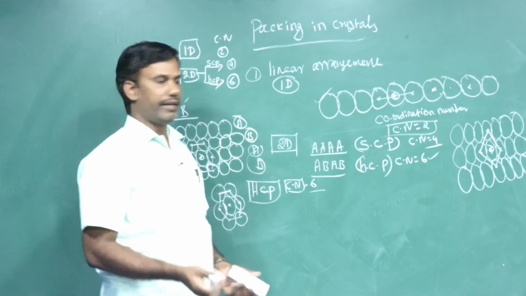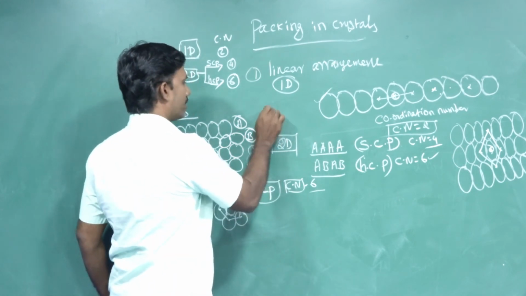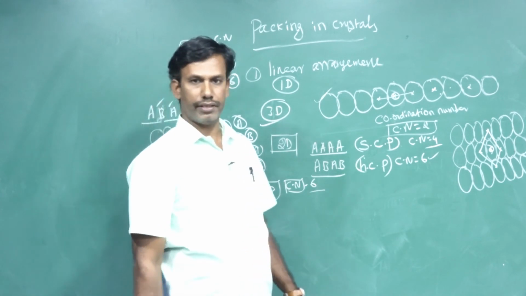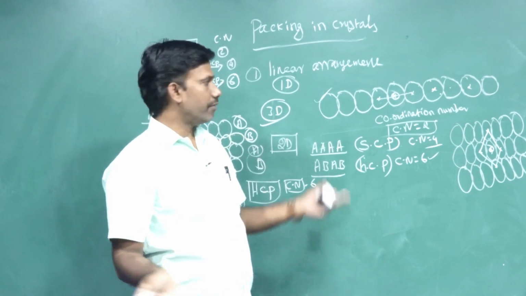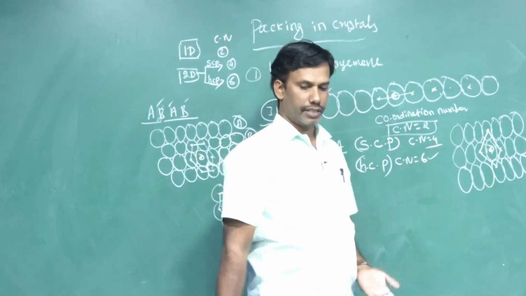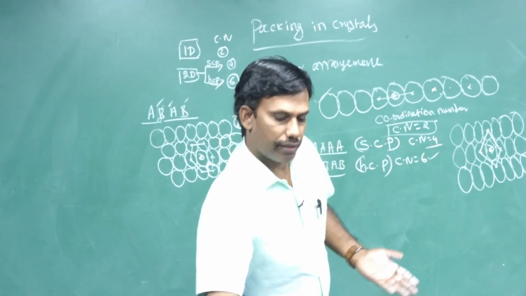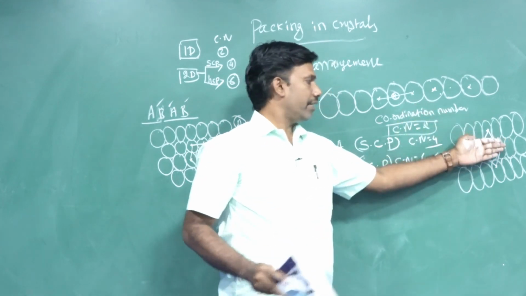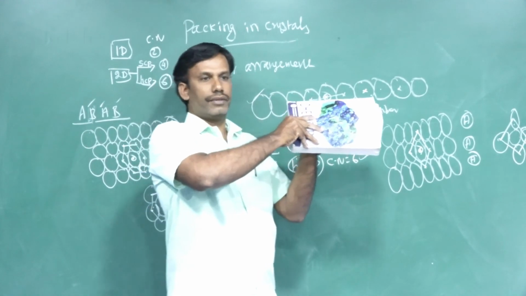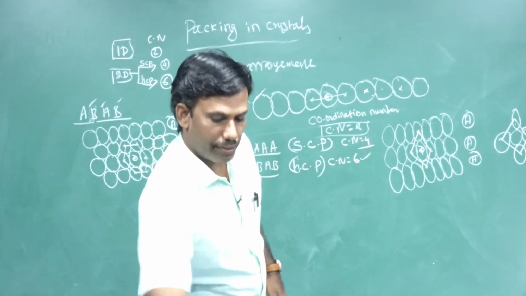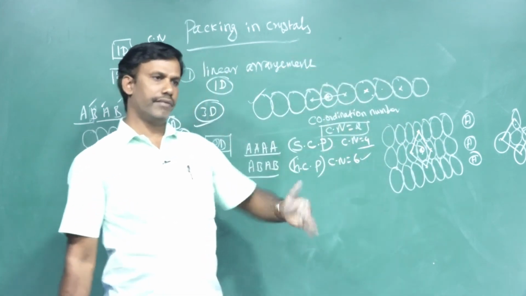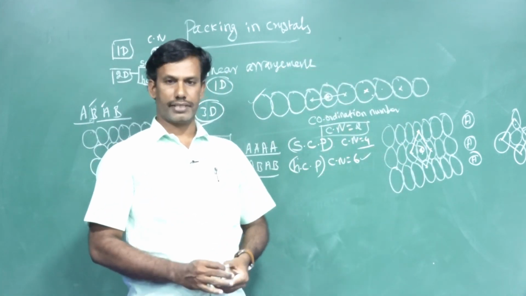Then what about the 3D arrangement? We can see the 3D arrangement in detail in the next class. A 3D arrangement is nothing but this: this is one layer, the first layer, and you have the next layer above this. Then you will have a 3-dimensional arrangement. There are voids and everything, which we will see in the next class.